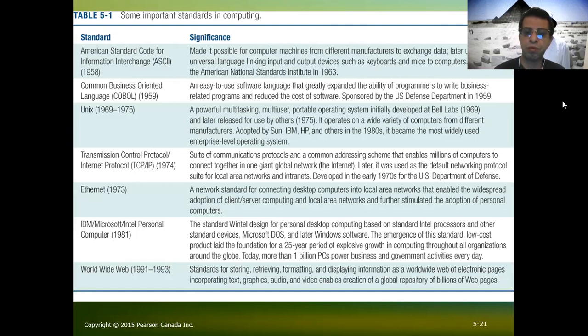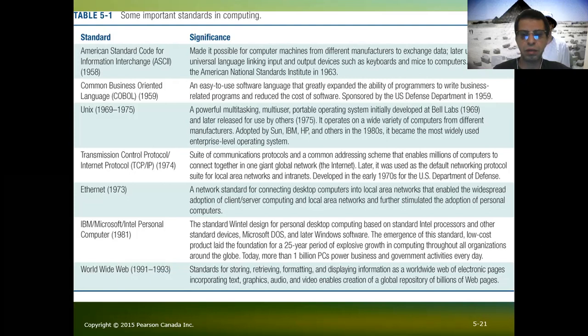It is a powerful multitasking, multi-user portable operating system. It's usually used for the servers. Mostly Sun used Unix until now, and it was initially developed by Bell Labs and later released to other users. It depends on the widespread use of computers from different manufacturers. The free version of Unix is Linux, probably adopted, but less.